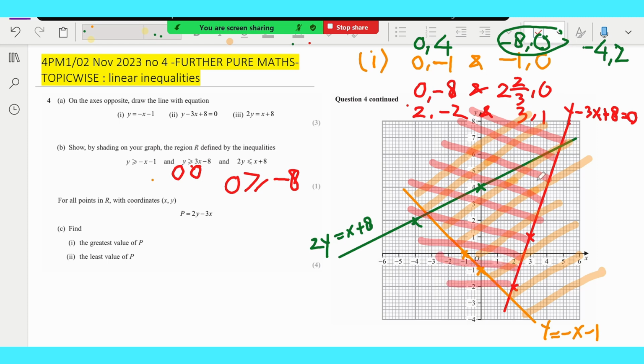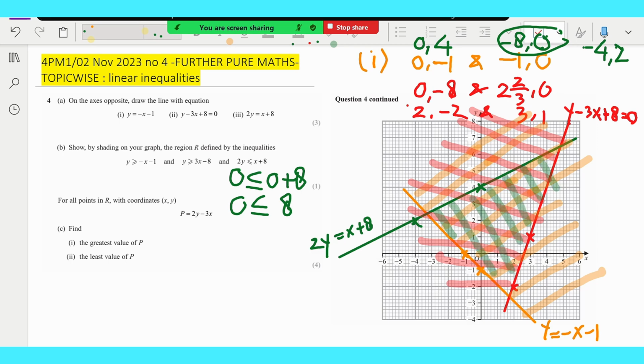Okay, so we have this part. Now the last line is the green line, 2y smaller or equal to x plus 8. Below the green line is 0, 0, and above is the other side. Testing 0, 0 below the green line, 0 is smaller than 0 plus 8, which is only 8, so 0 is smaller than 8. That is a correct statement, so the required area is below the green line. Let's shade that. So we are shading the region below the green line here.